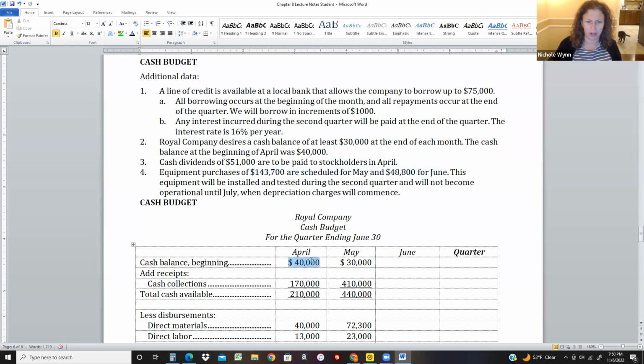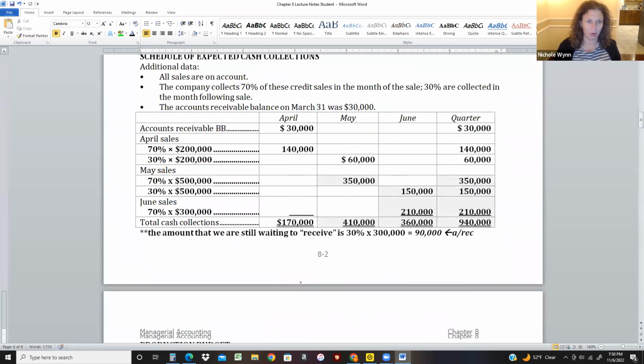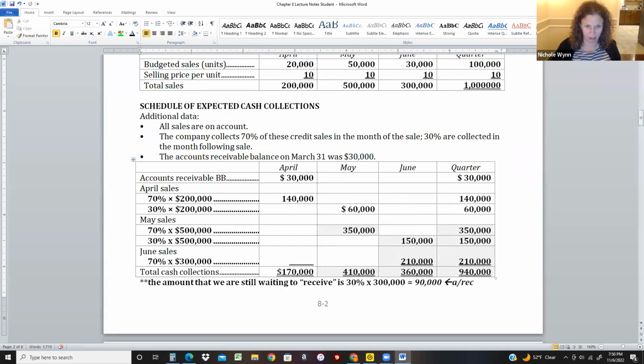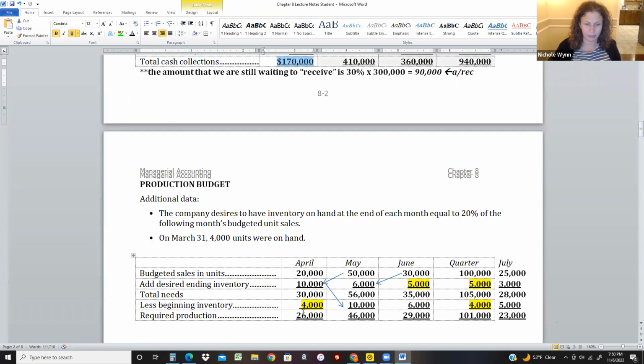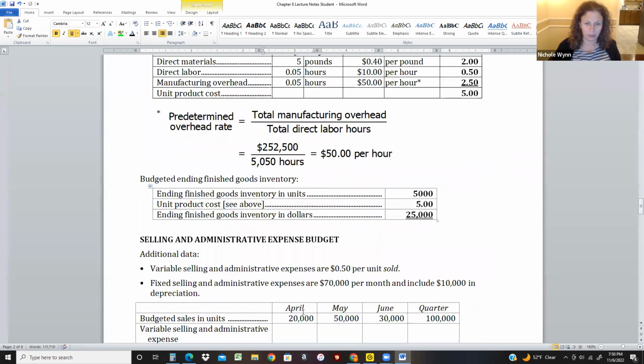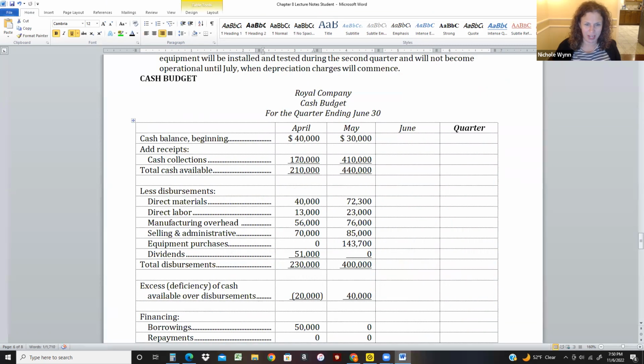We are going to start with $40,000. We are going to bring in 170 in cash collections. That will come from the cash collection budget. So we have 210,000 available to us. So that 170, we got to go all the way back to cash collections. Here it is, 170. Okay. So that's where the 170 comes from. So we have $210,000 available to us.